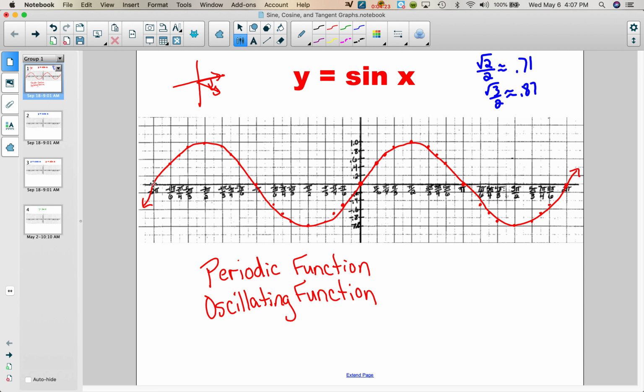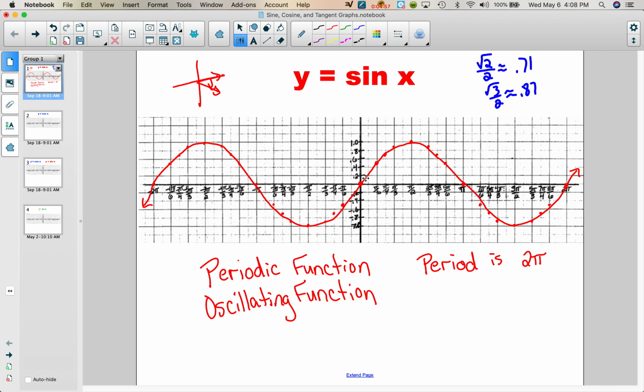So notice that from negative 2 pi to 0, that's one cycle. It goes up to its maximum, it comes down to its minimum, and comes back to the x-axis. Then notice from 0 to 2 pi, it goes up to its maximum and down to its minimum and back to its starting point. So we would say that the period is 2 pi because that's how long it takes to make one complete rotation.